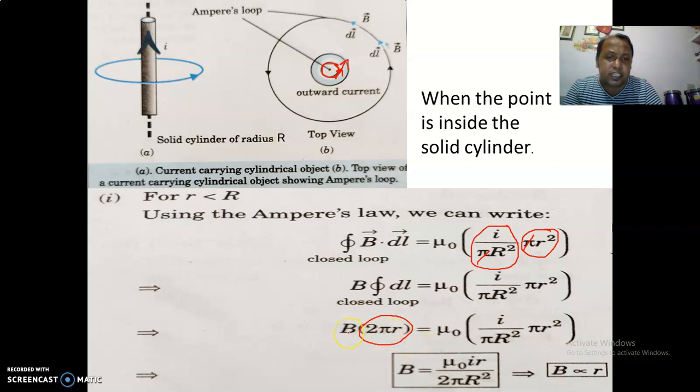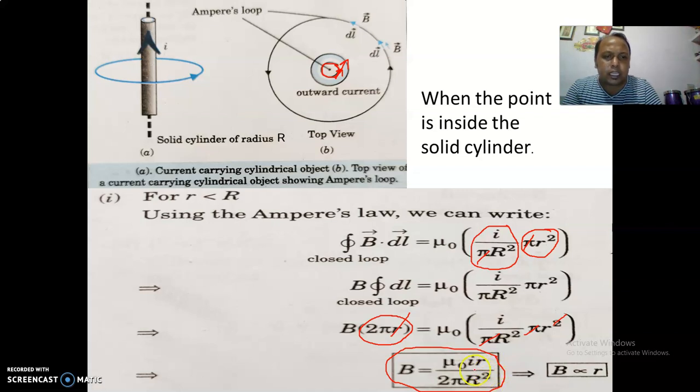So from this we can calculate the value of B. 2 pi r moves to the other side, the right hand side in the denominator, and the values of pi cancel out, and small r also, r square will cancel out, and finally we have B is equal to mu naught by 2 pi, I small r upon capital R square.